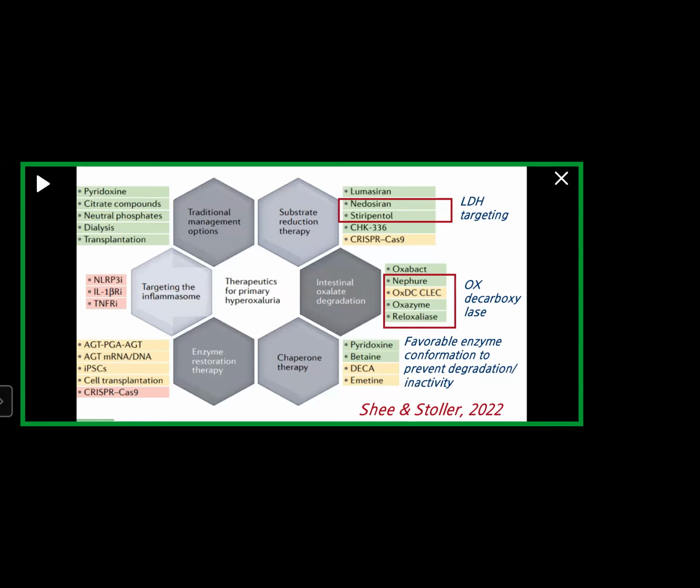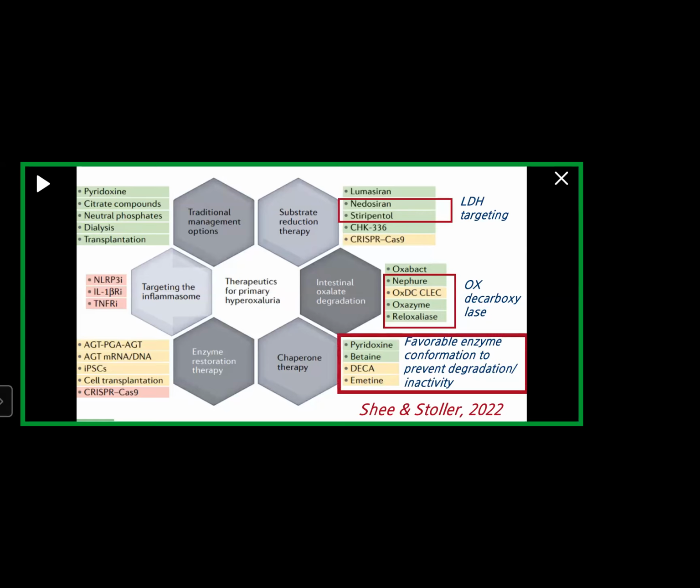The use of the enzyme, not the bacteria, but the enzyme oxalate decarboxylase. We don't have this enzyme in our body, but bacterial and fungal organisms do, and there are trials with preparations of the oxalate decarboxylase for its potential to reduce the oxalate by metabolizing it further.